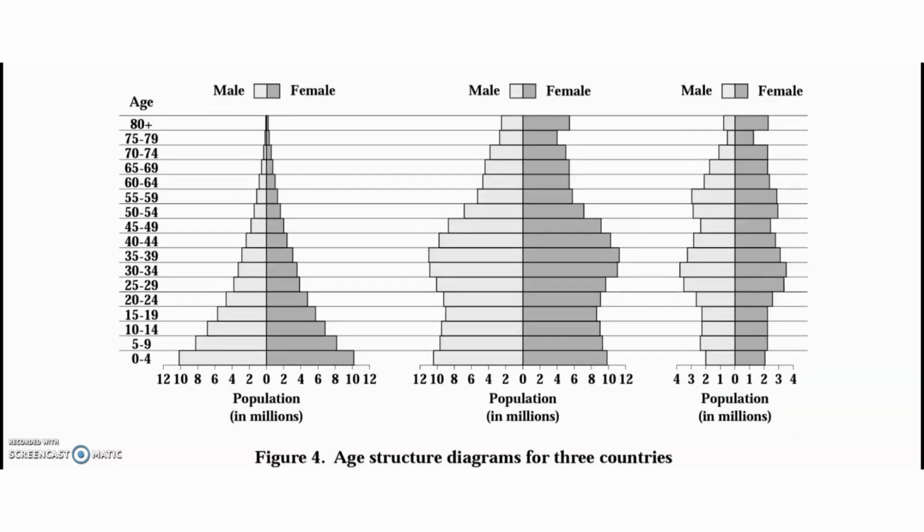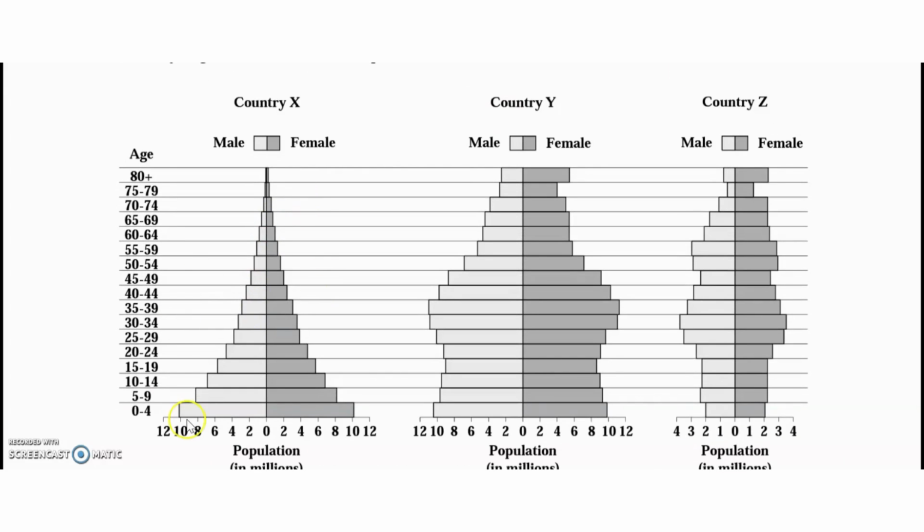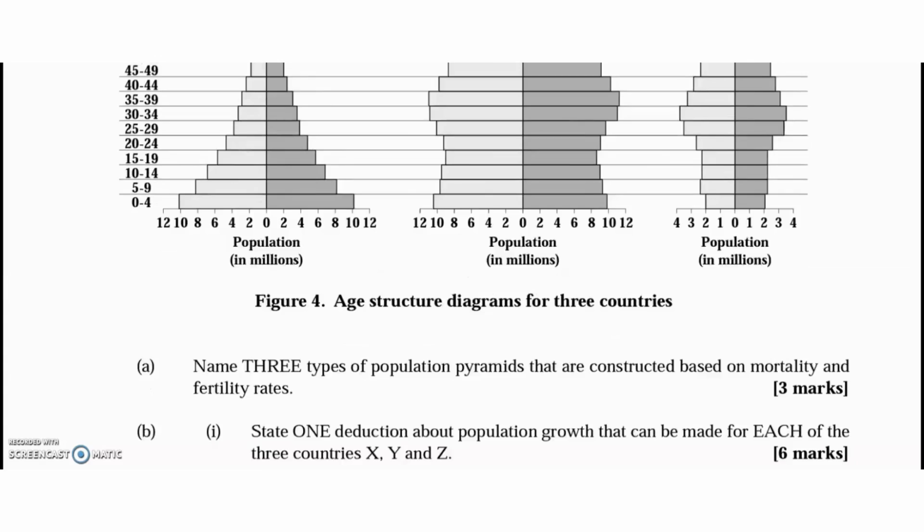Now, that being said, country X is in fact associated with an expanding population pyramid. Country Y is technically said to be associated with a stationary population pyramid, and country Z is in fact associated with a constrictive or constricted population pyramid. Now look at this carefully. Let's go down quickly into the other question.